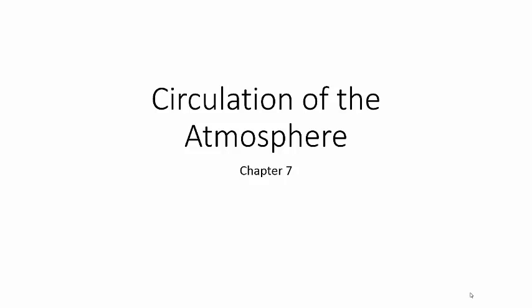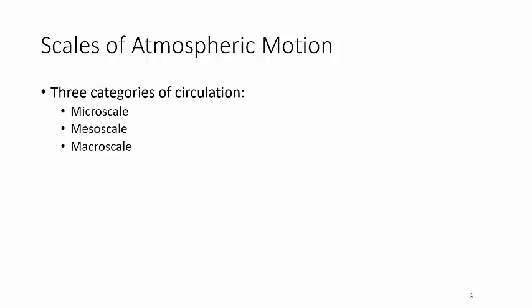Circulation of the atmosphere. So this chapter is again about winds, just a fancy way of putting it. There are three categories of circulation: microscale, mesoscale, and macroscale. Microscale being small, mesoscale being middle, and macroscale being big.